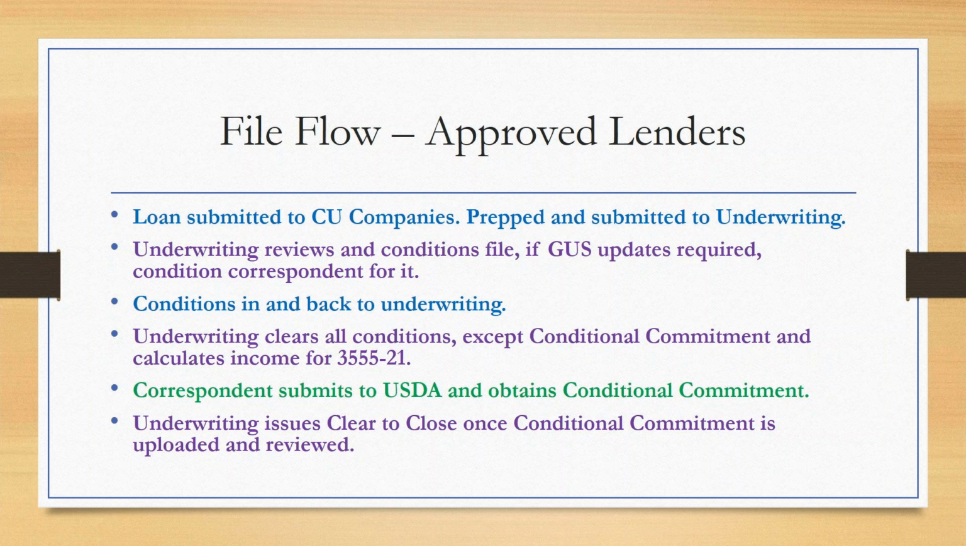Then you get to go ahead and send it to the USDA and get the conditional commitment since you're the lender. And then once you have that conditional commitment back in, upload it to the TPO website and we will issue the clear to close. So we will be reviewing that document on the last page for any potential additional conditions that you may need and add those as closing conditions.